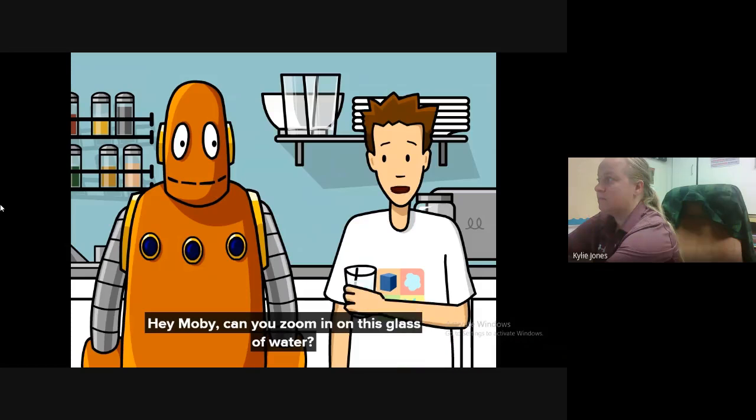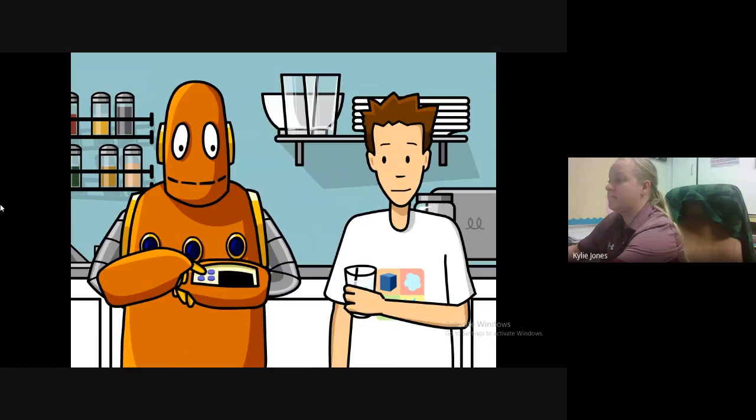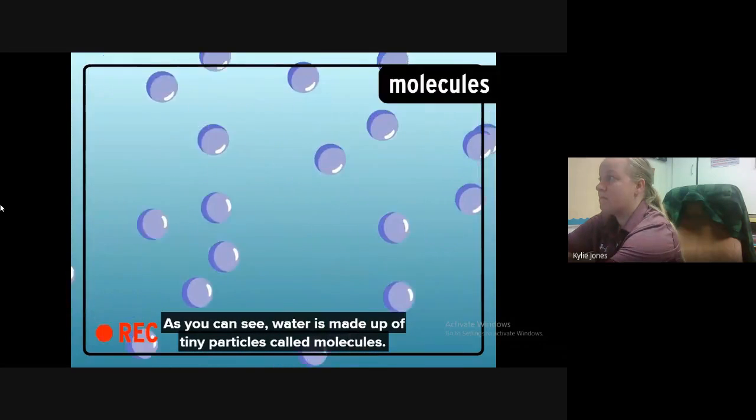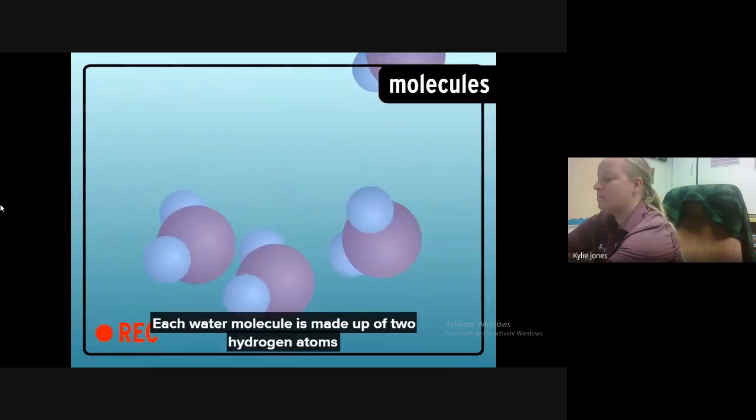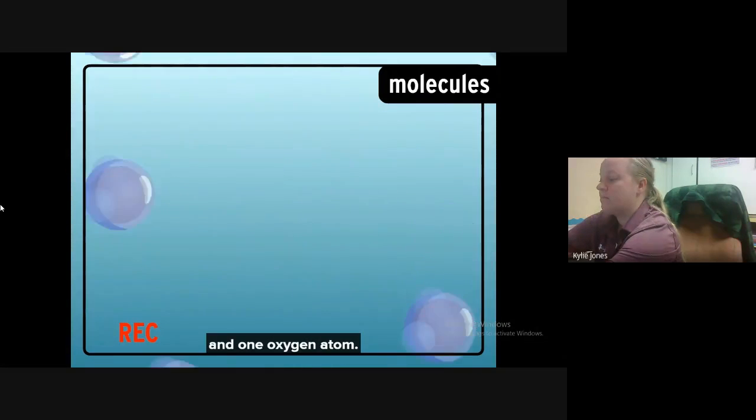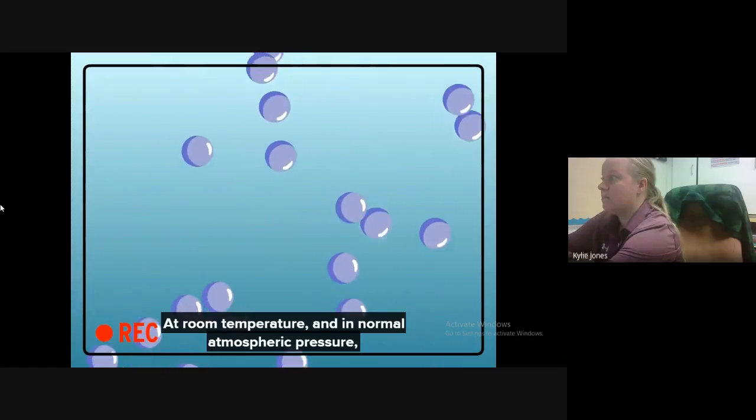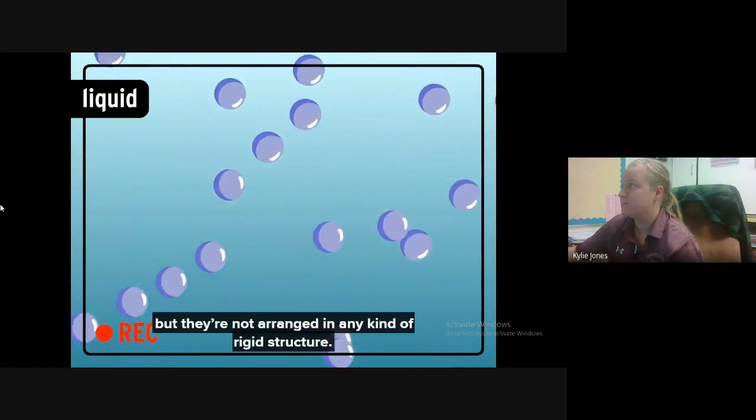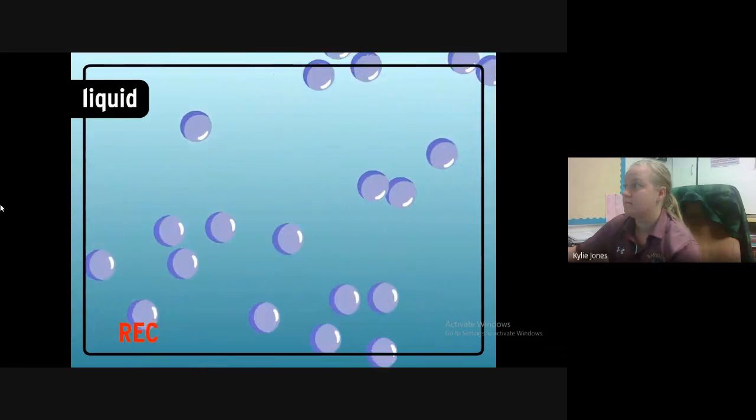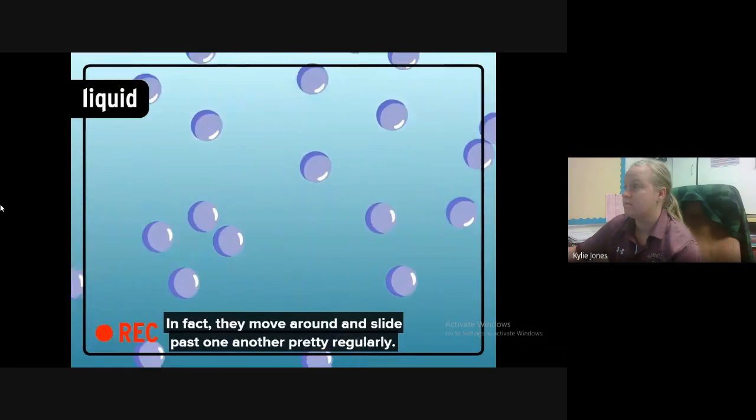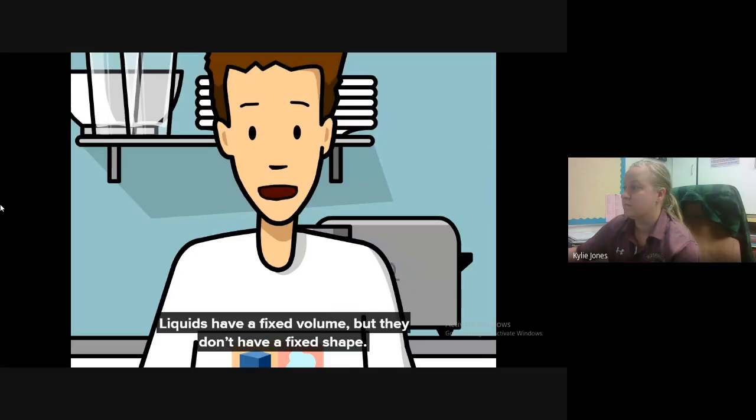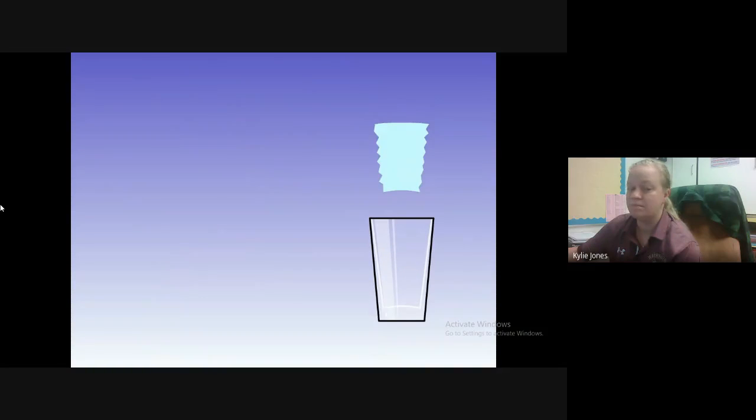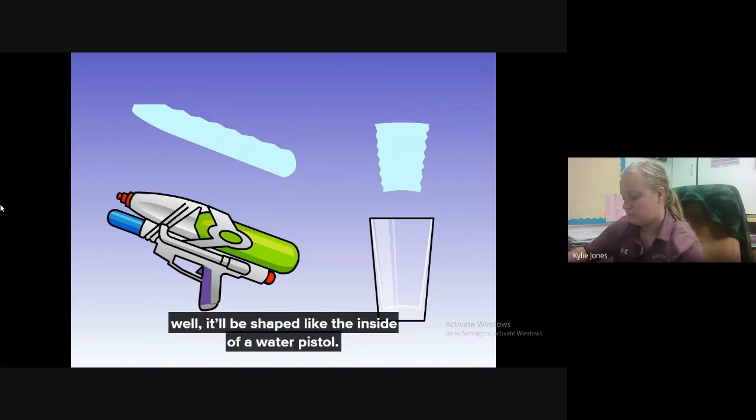Hey Moby, can you zoom in on this glass of water? As you can see, water is made up of tiny particles called molecules. Each water molecule is made up of 2 hydrogen atoms and 1 oxygen atom. At room temperature and at normal atmospheric pressure, these molecules form a liquid. The particles within a liquid are packed pretty close together, but they're not arranged in any kind of rigid structure. In fact, they move around and slide past one another pretty regularly. Liquids have a fixed volume, but they don't have a fixed shape. If you put liquid in a glass, it'll take the shape of a glass. And if you put it in a water pistol, well, it'll be shaped like the inside of a water pistol.